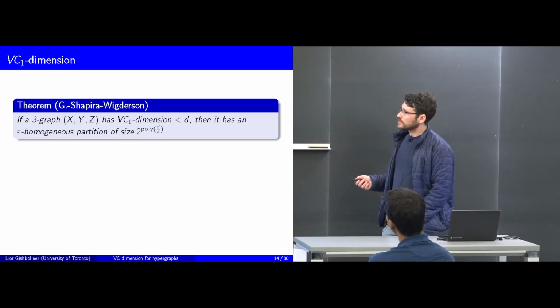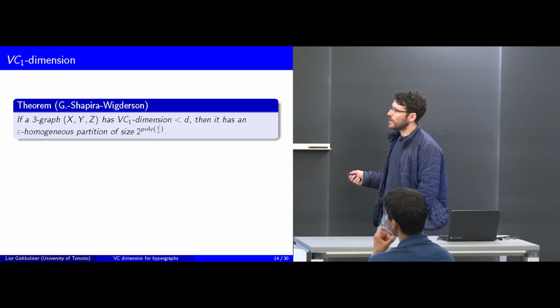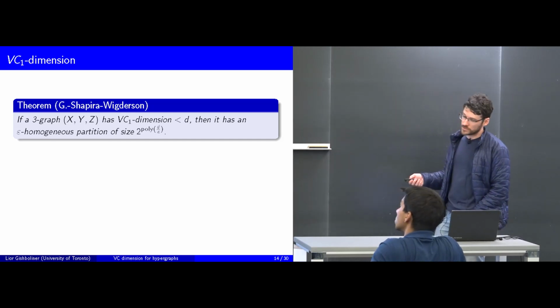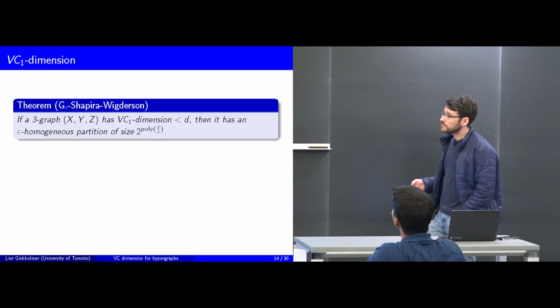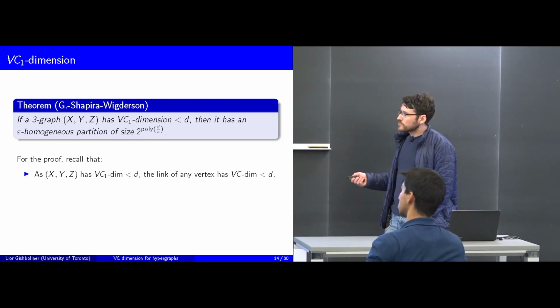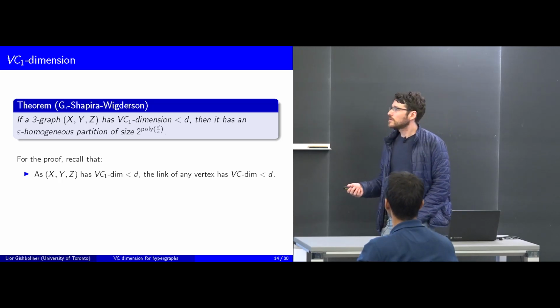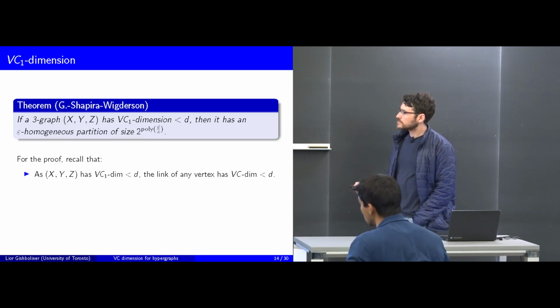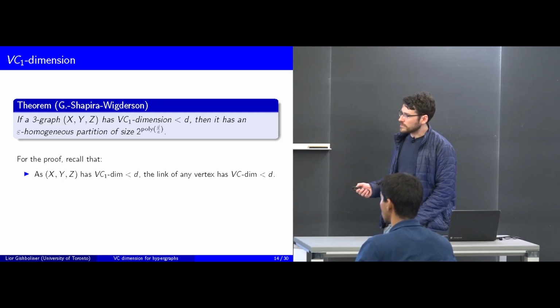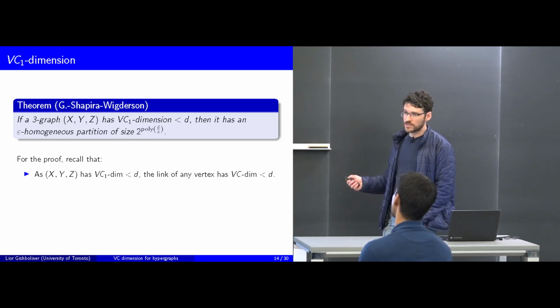OK, so this is the result. I'm just restating it. So if the VC dimension is bounded, then we have an epsilon homogeneous partition of exponential size. And the proof is actually not difficult, so let me try to tell you the proof. So let's recall two things. So saying that the VC1 dimension is less than d is the same as saying that all the links have VC dimension less than d.